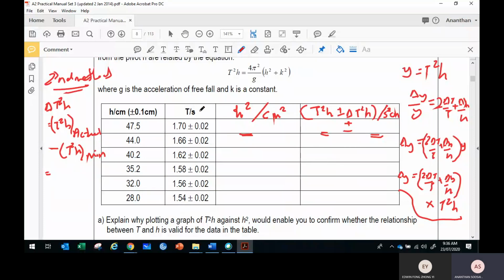And make sure the significant figures follow the values. H squared looks like all of them are 3 significant figures, so I think this goes for 3 significant figures. T squared h, the significant figure must be how much? This is 3, this is 3, so also looks like 3. The significant figure can vary, depending on the data. Every line can have a different significant figure.